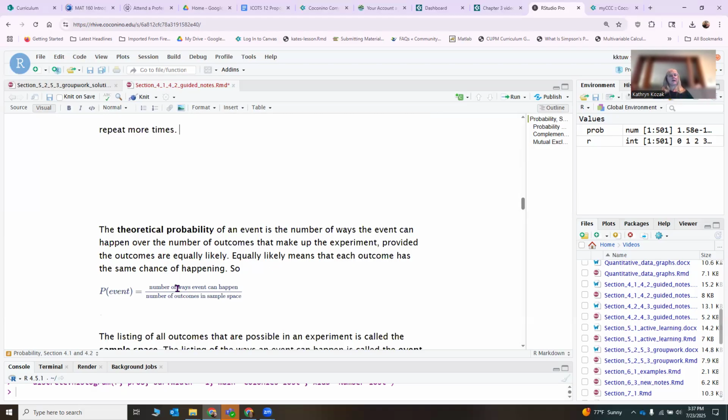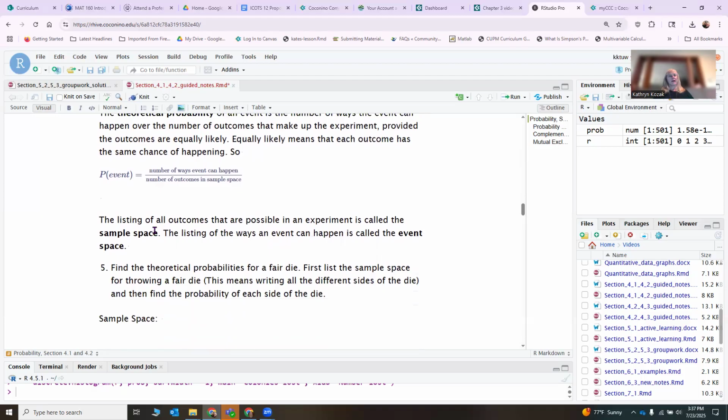So the probability of an event is the number of ways the event can happen over the number of outcomes in the sample space. The listing of all outcomes that are possible in an experiment is called the sample space, and the listing of the ways an event can happen is called the event space.